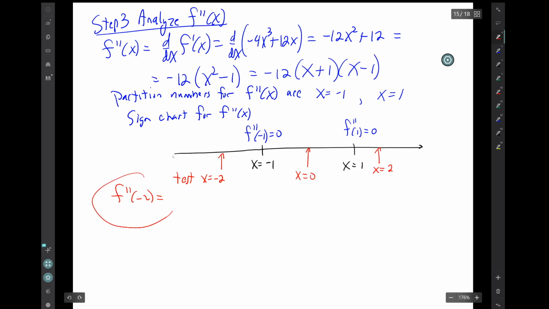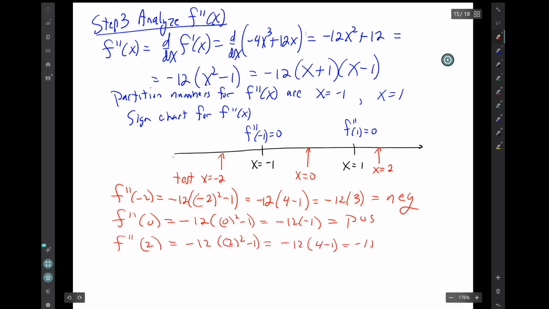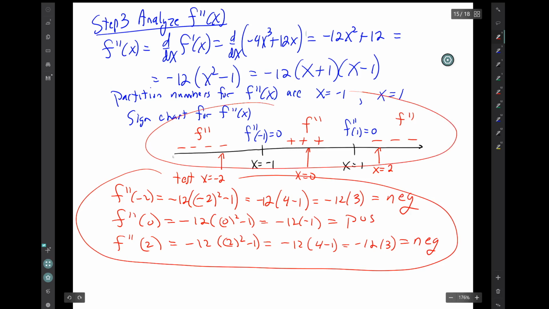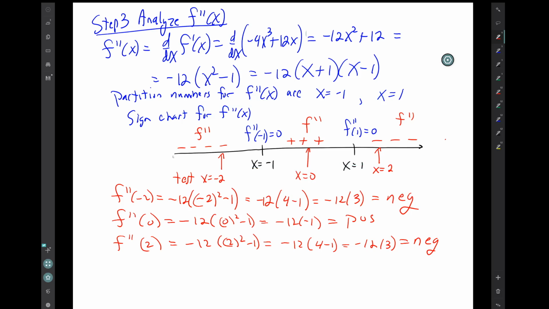So let's make a sign chart for f double prime. We have to find the sign of f double prime of -2. We could either use the standard form of f double prime, or the factored form of f double prime, or this. Let's use this one. So there's our sign information about f double prime put onto the sign chart for f double prime. Now let's use this to make conclusions about the behavior of f.